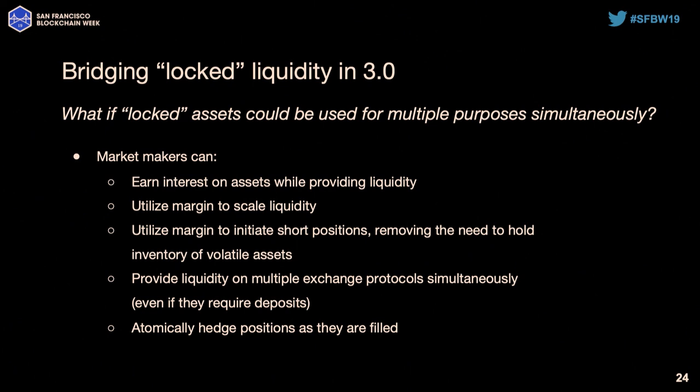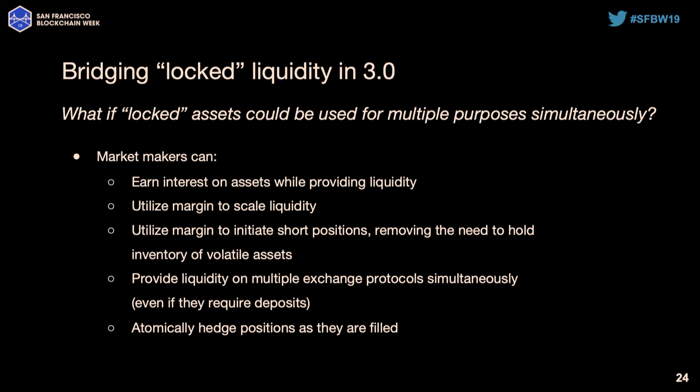You can also utilize margin to scale your liquidity. Let's say you have $10,000 of assets. You could potentially provide $40,000 to $60,000 worth of liquidity with just $10,000. And finally, you can utilize margin to initiate short positions, removing the need to hold onto volatile assets. So maybe a market maker only needs to hold DAI or USDC, and they can take out loans of Ether against that in order to provide liquidity. And they're not constantly exposed to the price of Ether. They can just hedge out their exposure to that as their orders are filled and always stay market neutral.